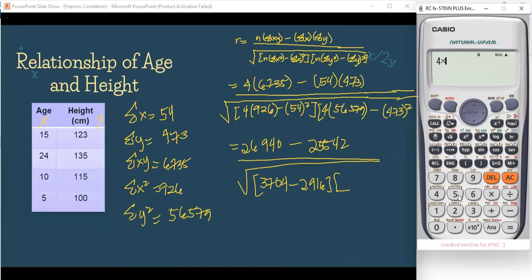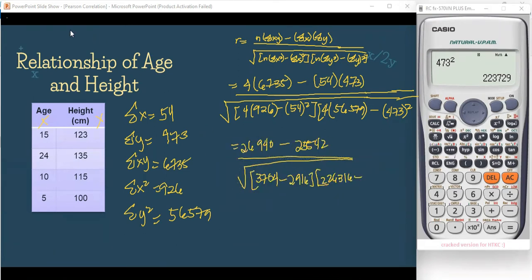So 4 times 56,579 is 226,316. So we have here 226,316 minus 473 squared, which is 223,729.